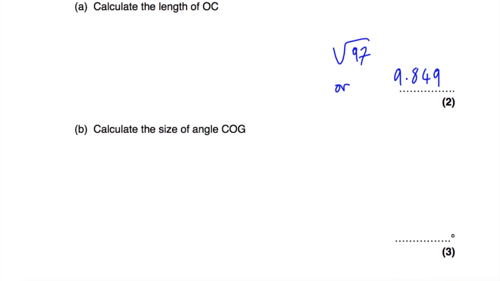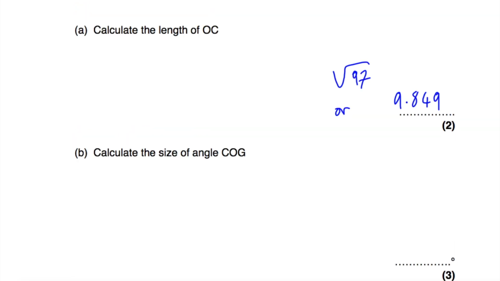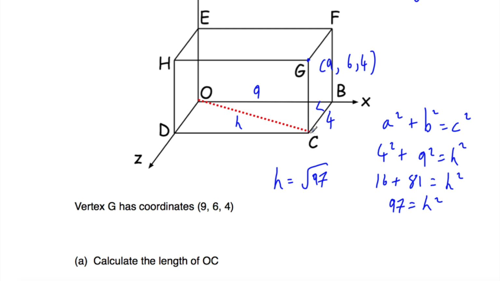Okay, then part B. Part B says calculate the size of angle COG. So that's angle COG. I'm actually just going to draw another line on our diagram, so the line from O to G. And we've been asked to find the size of this angle here, angle COG. So we want to find the size of that angle. I'm going to call it beta. I'm actually just going to move that 9 to here, just so we know that it's the distance across there.